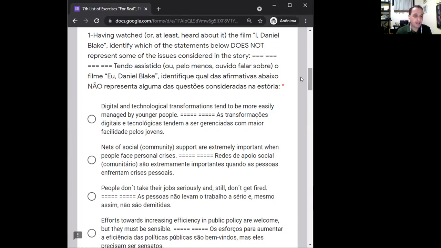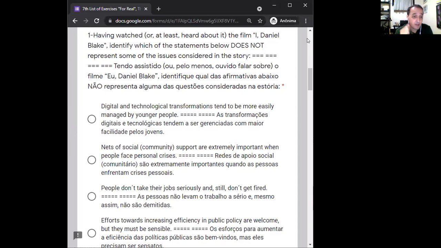Second one, nets of social or community support are extremely important when people face personal crisis. Well, this is true, right? I mean, you can see that in the film. You can see how Daniel Blake and that young lady with her kid get to relate and help each other throughout the film. So yeah, we have to stop thinking that policy is to be designed only for one person. We have to realize that people somehow support themselves, and if you try to reinforce or sustain these nets of social support, that may be quite an effective way to help people, all right?